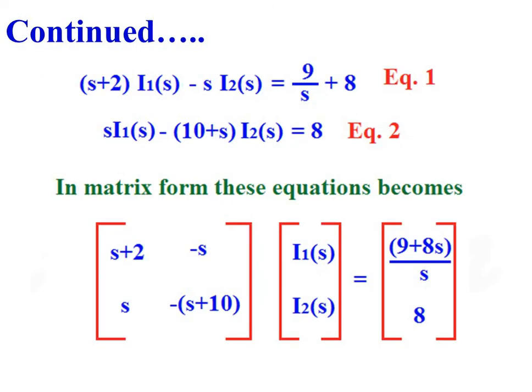S plus 2 into I1 of S minus S I2 of S is equal to 9 by S plus 8. Equation number 1. S I1 of S minus 10 plus S into I2 of S is equal to 8. Equation number 2. In matrix form, these equations can be written as matrix of S plus 2, minus S, minus S, minus of S plus 10, into matrix of I1 of S, I2 of S is equal to matrix of 9 plus 8S the whole divided by S, 8.